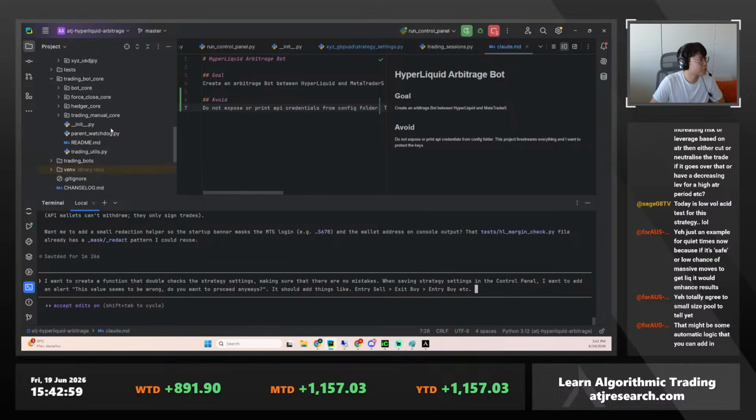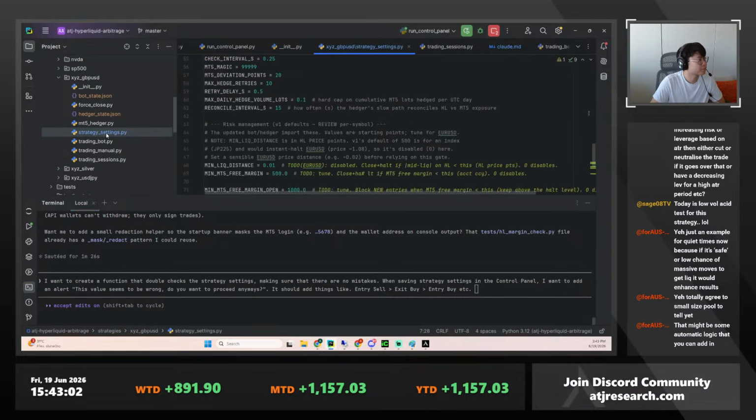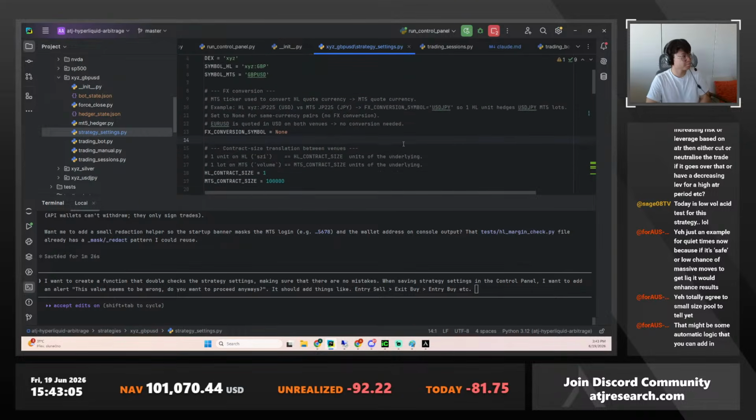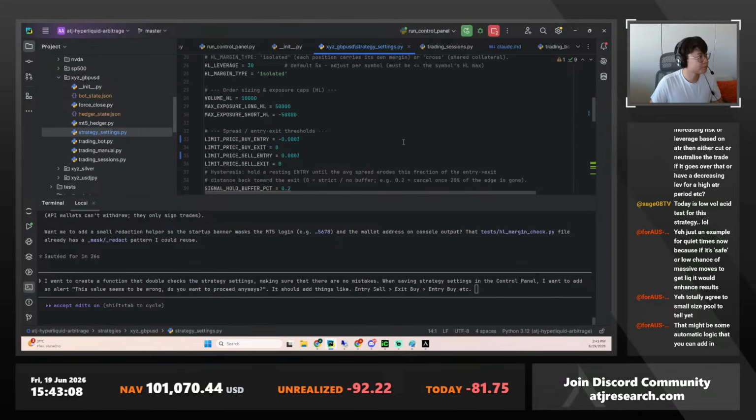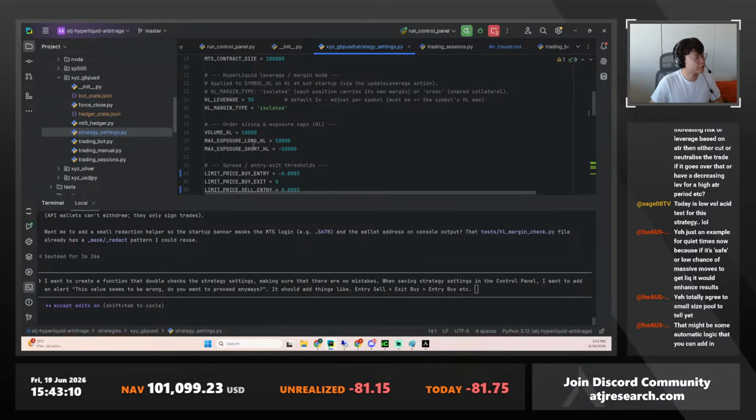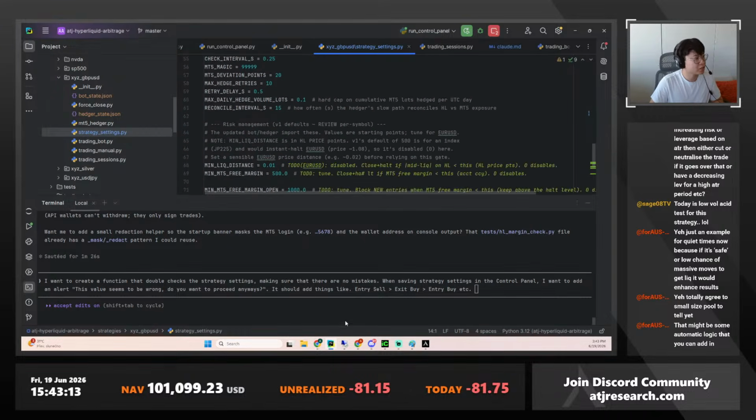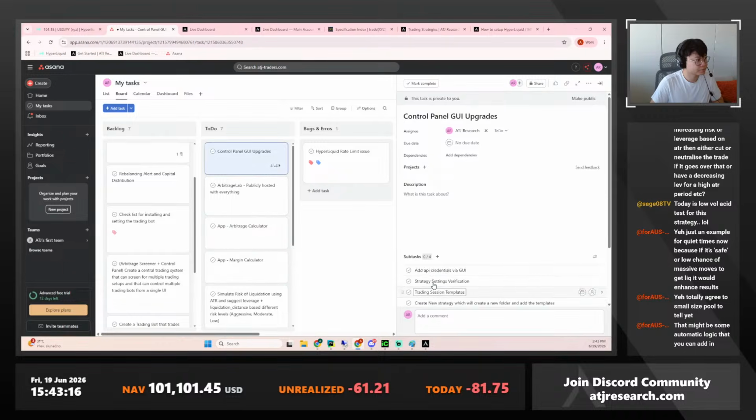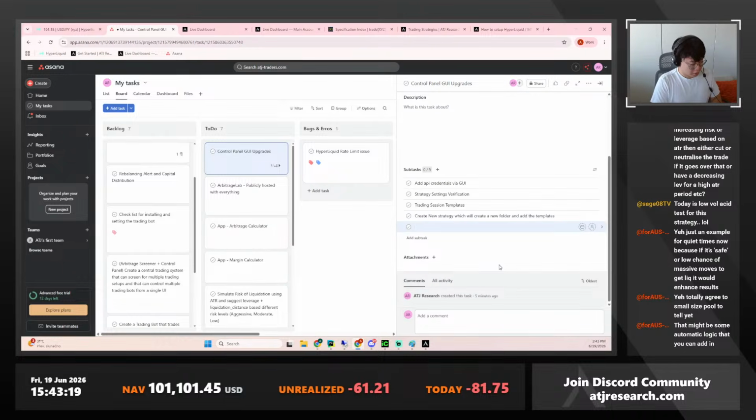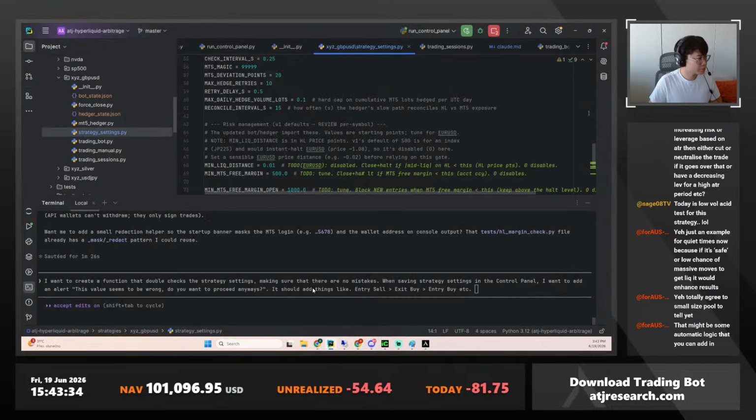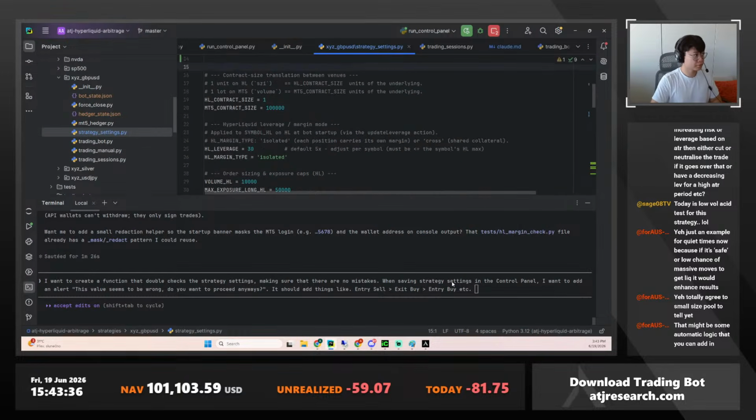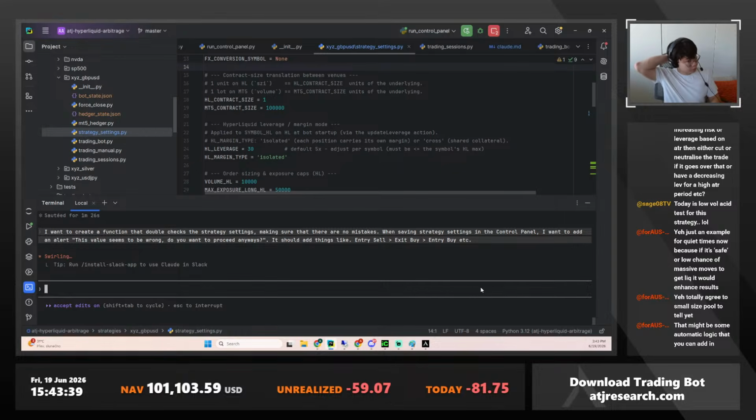What other strategy settings do we have? It could also check for the volume relative to the account size, right? Oh, I forgot to add dynamic capital allocation based on percentages and leverage. That would be very useful. Okay, let's just run this prompt and see what we'll get.